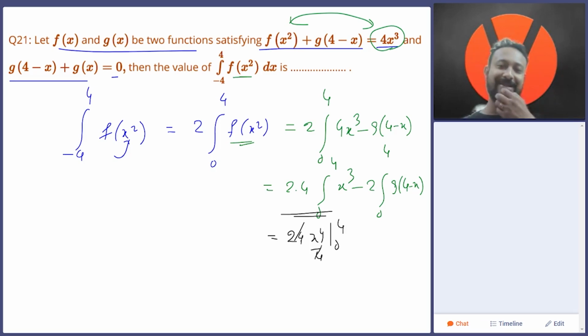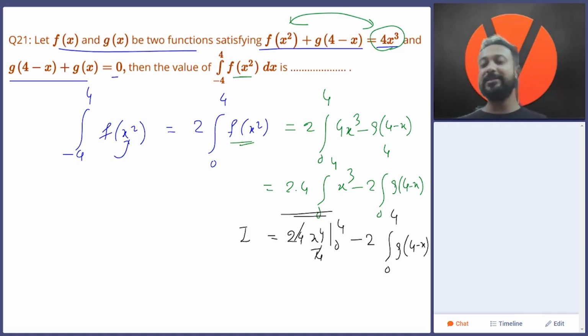Okay, we'll talk about it later, sir. This is what we are looking for. So this is the integration we are looking for. But minus twice the integral from 0 to 4 of g of 4 minus x. What are we going to do about this? Because g of 4 minus x, we have no idea, because g is not given.